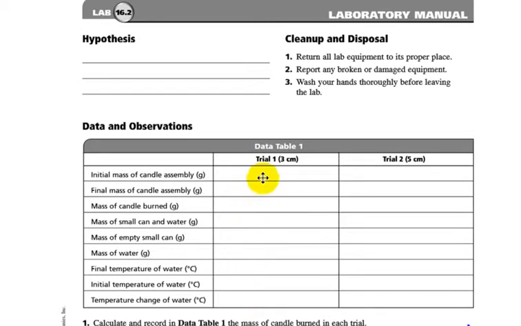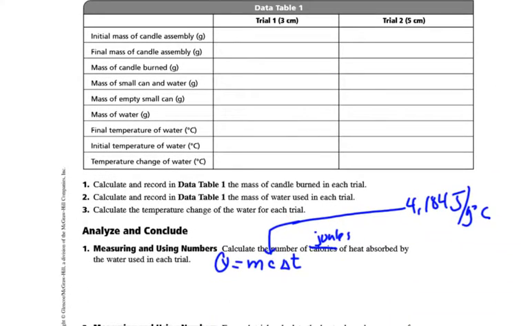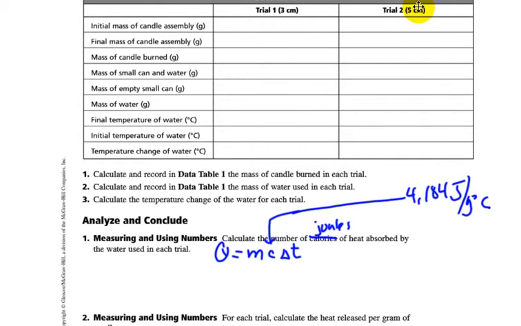So we're looking, and then subtracting here will give us the mass of candle that was burned. So we know how much candle was used up to supply the energy. Okay, so once you have that, we're not going to worry about doing it at a different distance, simply this. Number 1, calculate the number of, let's change that to joules of heat absorbed by the water.